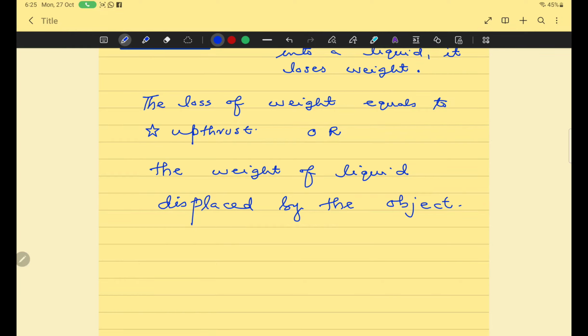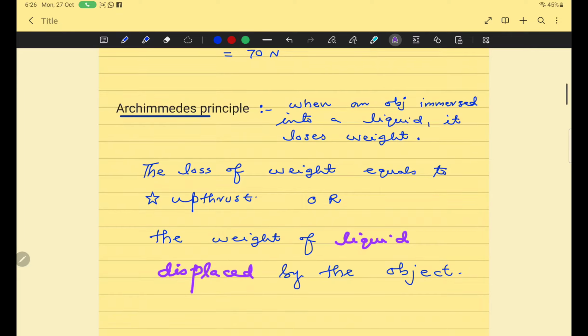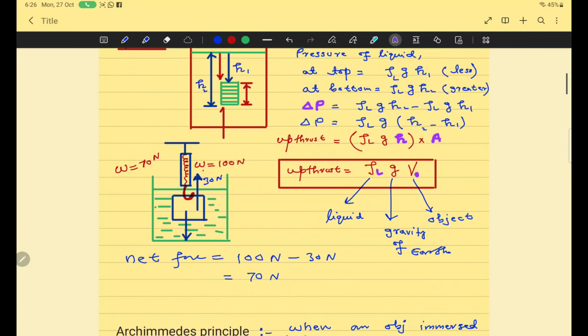Obviously, when an object is immersed into a liquid, the object displaces liquid. If you measure the weight of the liquid that is displaced by the object, then the weight of the liquid equals the upthrust.